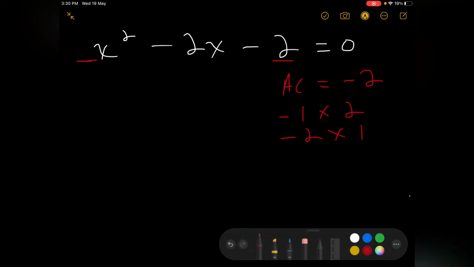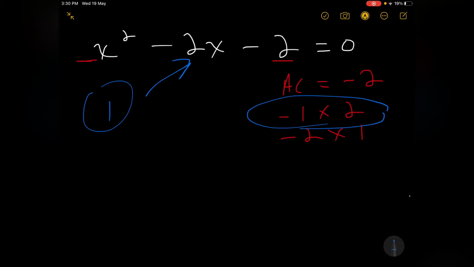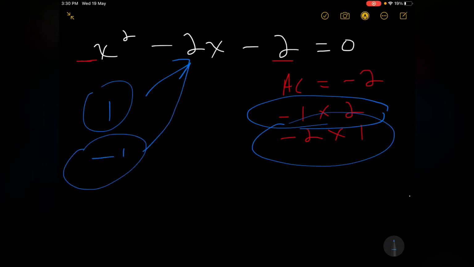Now, if I should use these two factors and add them, I'd get 1. And 1 is not equal to b. If I use these two and add them, I would get negative 1. Still not equal to 2. And these are the only factors of our AC. So we simply can't use the AC method here.